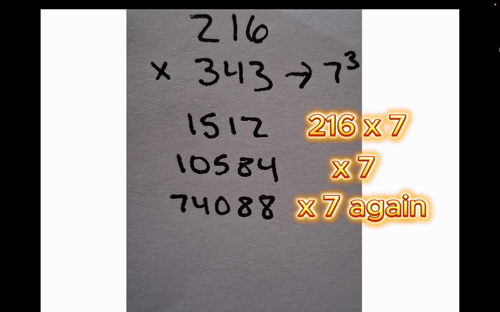That wasn't particularly difficult. I could go the other way and break 216 up into 6, 6, and 6, and I could multiply those by 343.